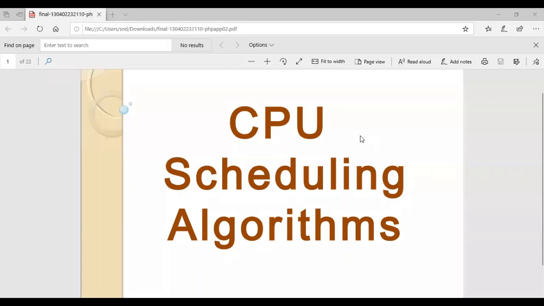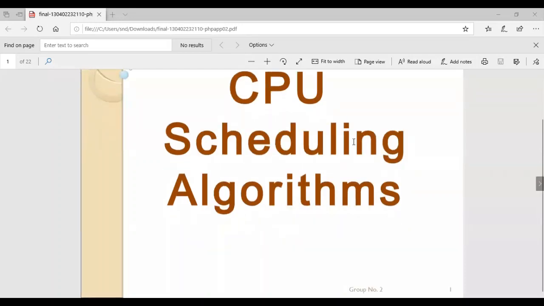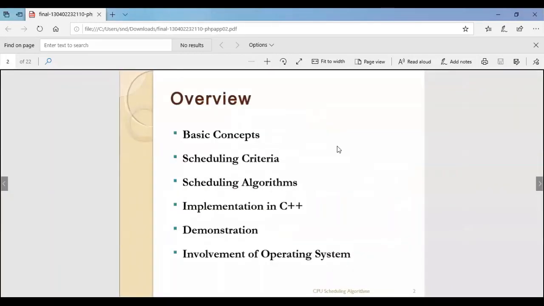So, CPU scheduling algorithm. The overview: basic concept, what is meant by scheduling, what are the different algorithms, then scheduling criteria for uniprocessor, meaning only one processor is there. This is again one important point regarding the scheduling criteria, for a uniprocessor having only one process.